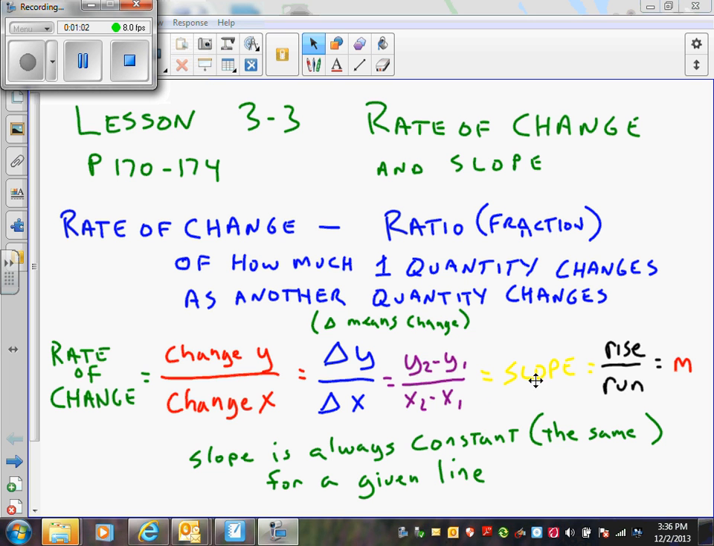We also call it slope, or rise over run, or we use the symbol m, and nobody knows why this French guy back in the 1700s picked m for slope. He didn't tell people why. So that's all we know is he used it. We don't know why he used m. Slope is always constant, which means the same for a given line. Now later on we'll talk about some things where you've got line segments, but that's different lines.